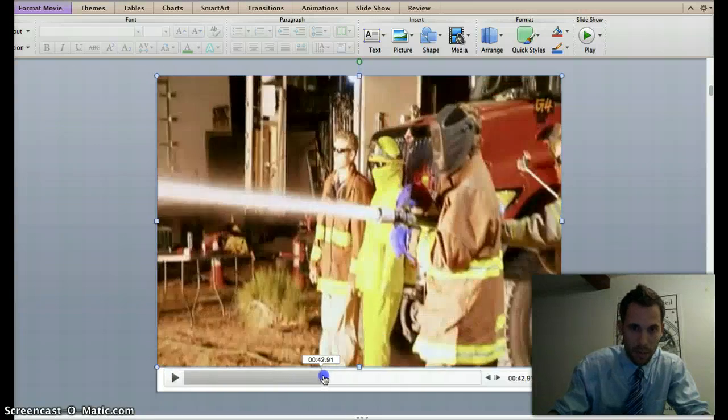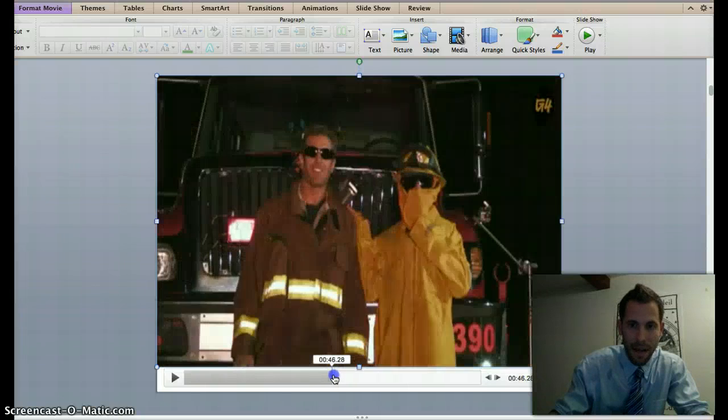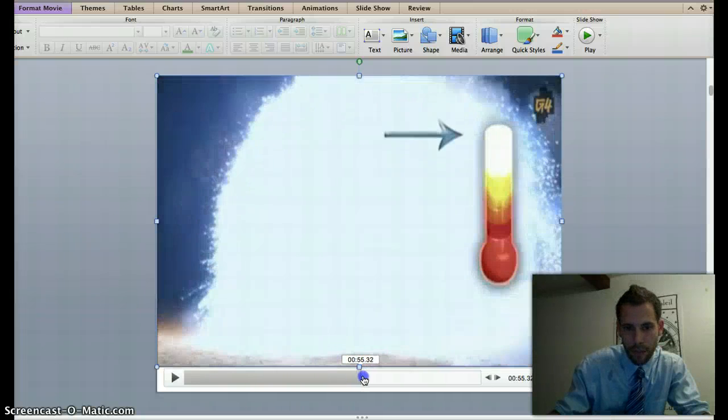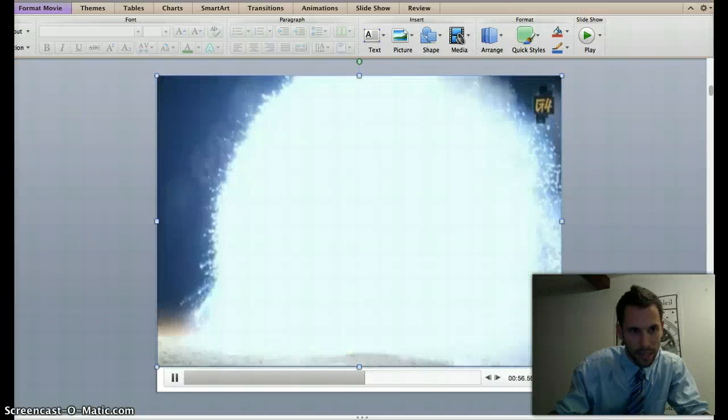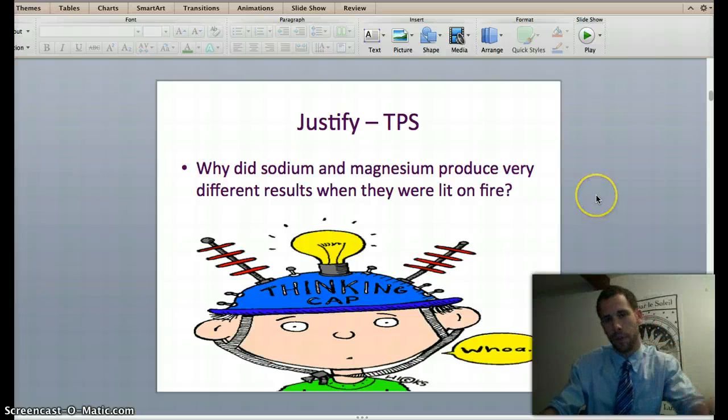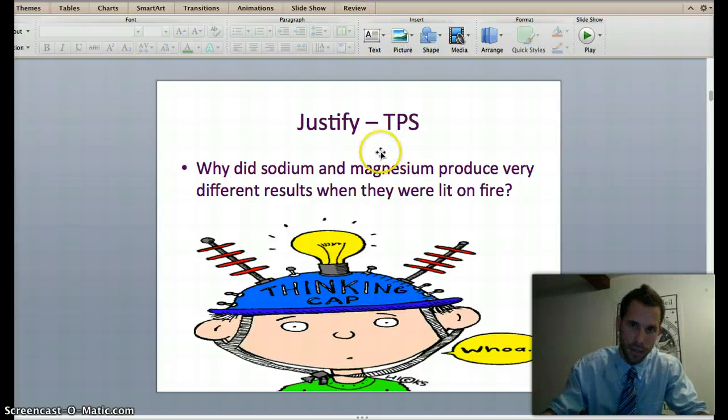When we watch magnesium burn, it burns bright white, and in fact, water makes the fire burn even brighter. This is due to a number of reasons, which we'll discuss in a second. So think about it. Why did sodium and magnesium produce very different results when they're lit on fire? I mean, they're directly next to each other on the periodic table. So what is it that sets those two apart, especially when you combust them?